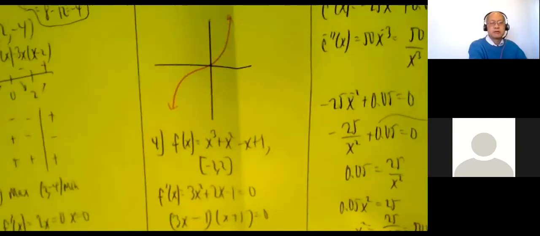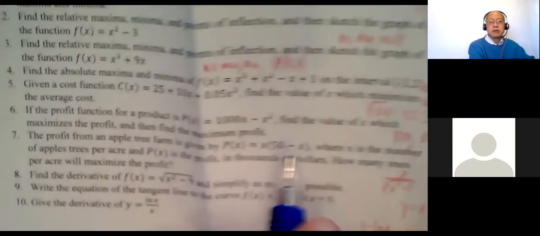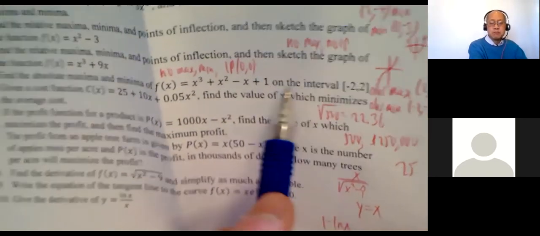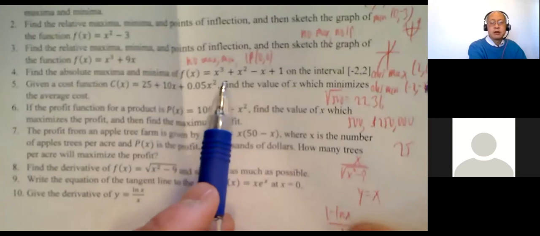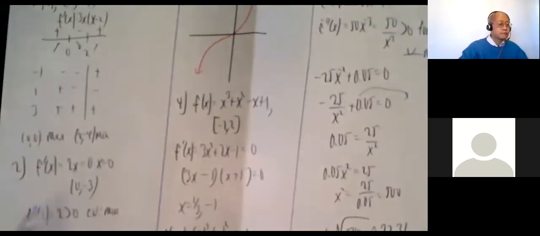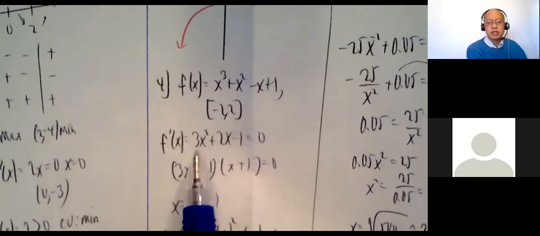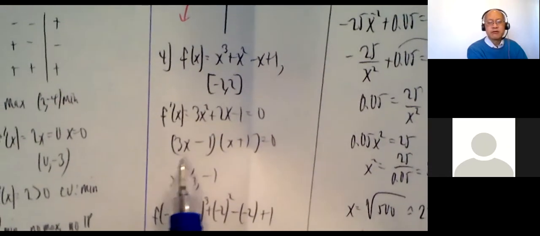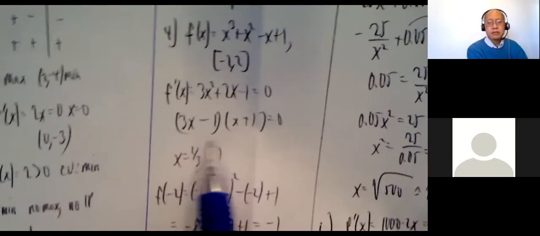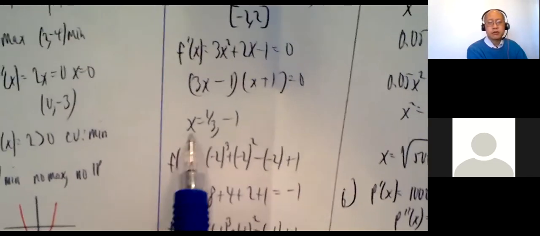And here's the graph, roughly. Okay, number 4, absolute maximum and minimum on a closed interval. So I have to figure out the function value at the critical points and the end points. So I definitely have to plug in -2 and 2. And I take the derivative, 3x squared plus 2x minus 1, factor, (3x - 1)(x + 1). So x equals 1/3 or -1. So I'm going to plug in 1/3, -1, -2, and 2.